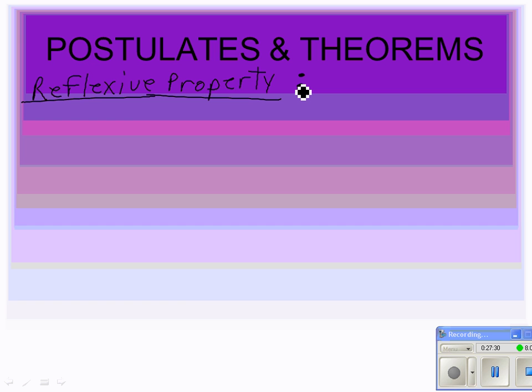And what I want you to write down for reflexive property, and we are going to take a definitions test real soon, hint, hint, like next week, it doesn't really have a definition. I just want you to tell what it says. Reflexive property says anything, not a good term to use, I know, but we're going to use it, equals itself. That's all the reflexive property says. Anything equals itself.